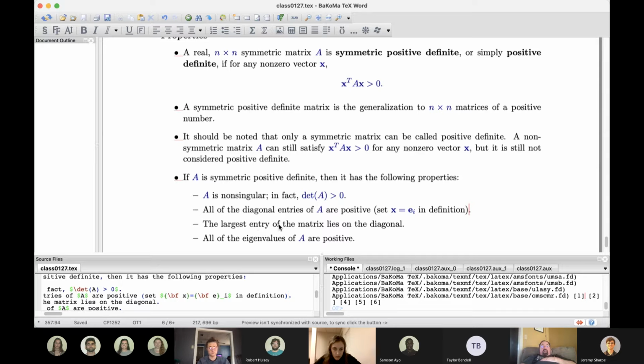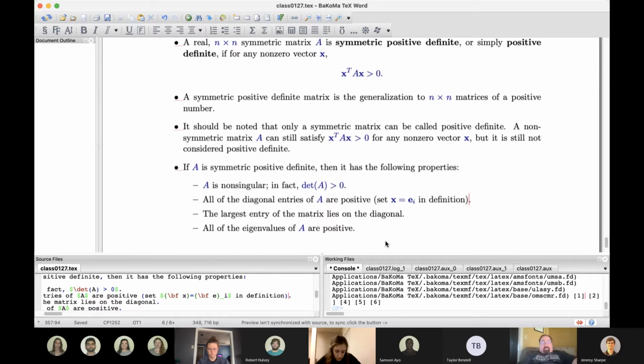Also, the largest entry of a matrix has to be on a diagonal to ensure that this happens. This could be taken as an equivalent definition: that all of the eigenvalues of A are positive. We'll deal more with eigenvalues later, but that's one property of symmetric positive definite matrices that comes in handy, that positive eigenvalues.